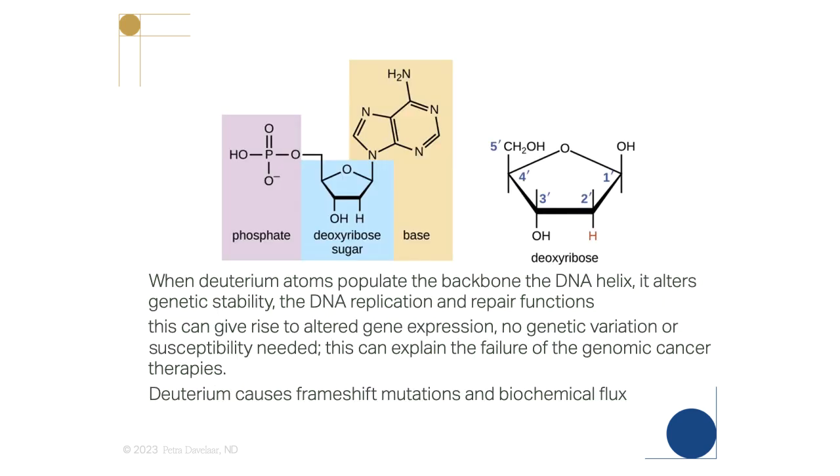The same goes for the deuterons that attach themselves to the deoxyribose sugars that form the backbone of DNA. When these deuterium atoms populate the backbone of the DNA helix, it alters the genetic stability, the DNA replication, and the repair functions. And this can, of course, give rise to altered gene expression, and there's no genetic variation or susceptibility needed. This can explain the failure of many genomic therapies. Deuterium causes a frame shift mutation and epigenetic changes without any mutations.